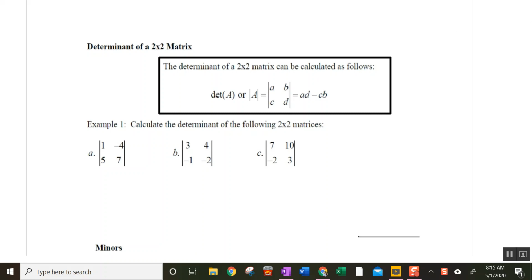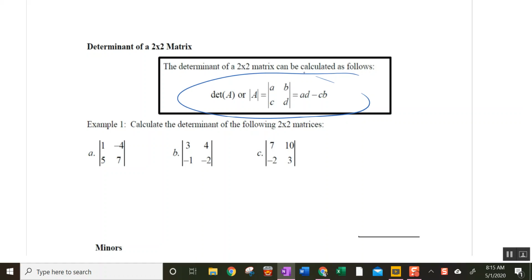I'm going to talk a little bit about matrices today to help you with some of the cross product stuff. First part is a 2 by 2 matrix. If you're going to evaluate the determinant of a 2 by 2, it's basically the difference of the products of each of the entries. So if you look at this 2 by 2 up here, we're going to say A times D minus C times B.